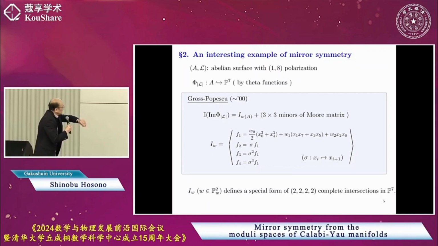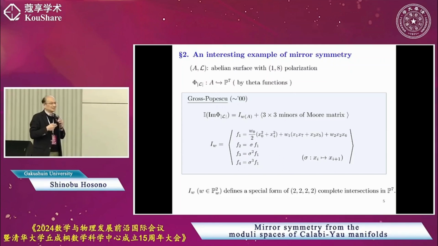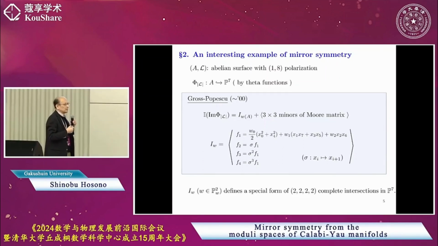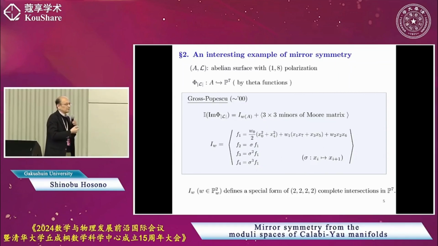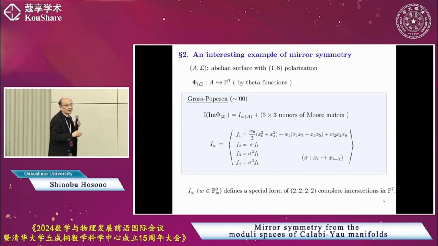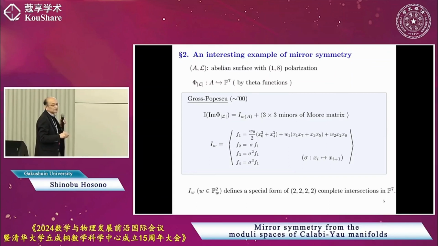So today, what I'm going to do is one interesting example. I mean, the definition may be easy, but proving mirror symmetry in general seems to be a very hard problem, at least for me. So for me, finding interesting or typical examples of mirror symmetry is my subject. So from now, I would like to focus on such an interesting example. So here is the example. Suppose we have an abelian surface, just an abelian surface with polarization L, and the polarization is of type (1,8). And then with this ample line bundle, we can consider an embedding.